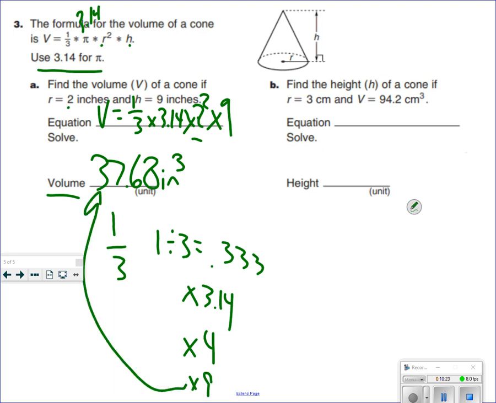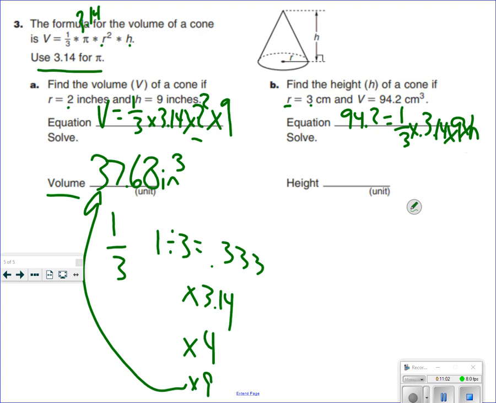Moving over here, I have to find the height of the cone. If the radius is 3, so if I'm dealing with a cone equation, I'm going to have to do some dividing here. So if I know the volume, my V would be 94.2. That equals 1/3 times 3.14 times my radius squared, so 3 times 3 would be 9, times my height. Okay, so now I have to solve.